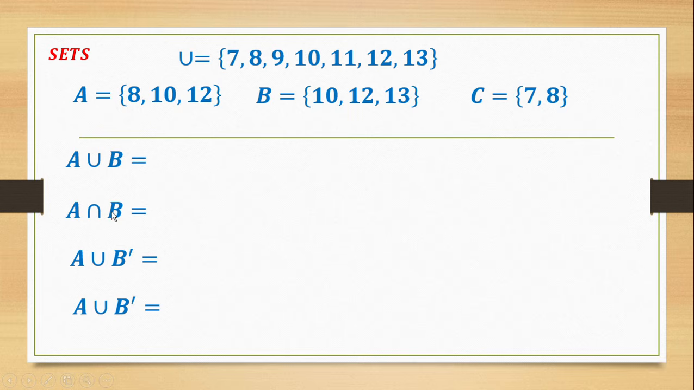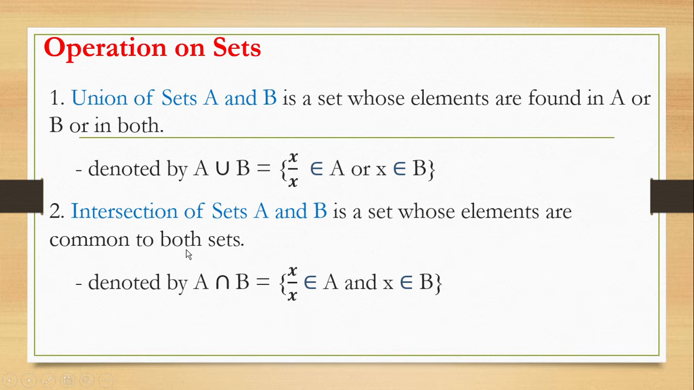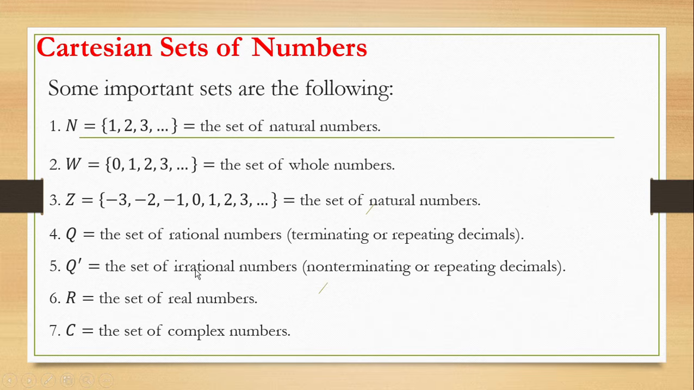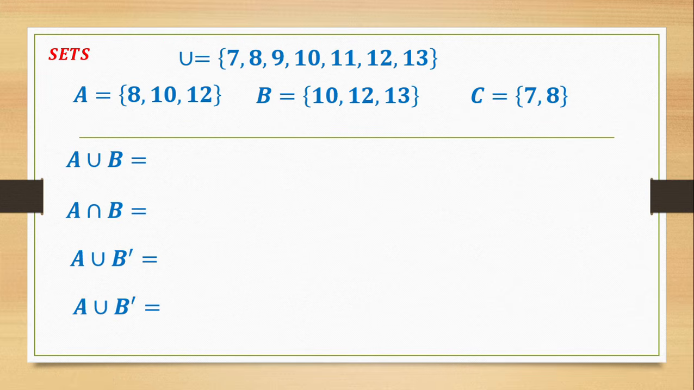Kasi dito, intersection to eh. Intersection ng B prime. Then, ito, intersection. Check natin na. Ito yan, di ba? Union. Yan. Ito, union. Intersection. Di ba? Denoted. Complement, kumbaga. Yun na yun. Complement. Ginagamit natin. So, yan. Check natin, ha?